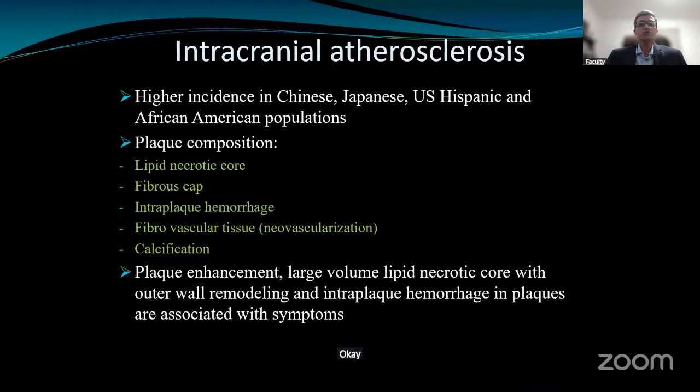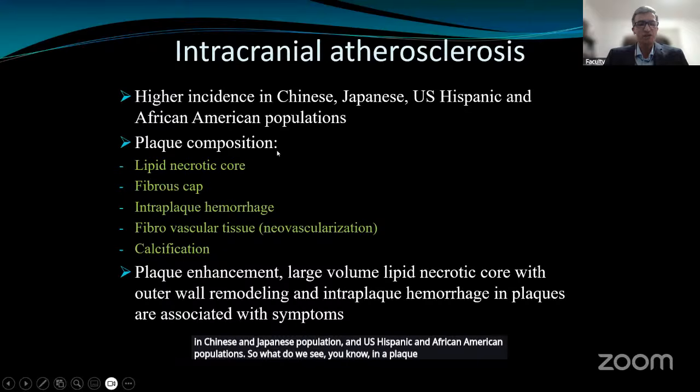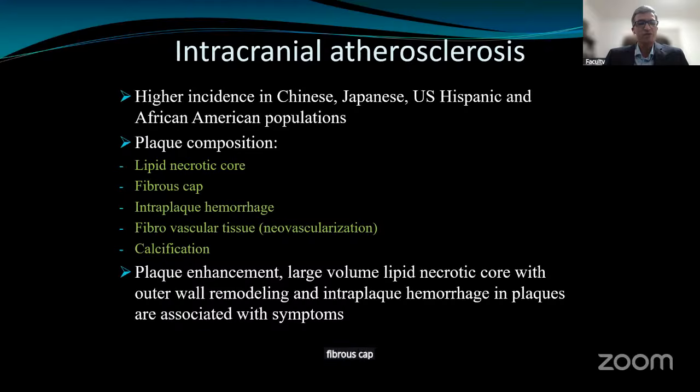Okay. So coming to intracranial atherosclerosis. It has a higher incidence in the Chinese and Japanese populations and in US Hispanic and African American populations. So what do we see in a plaque, or any atherosclerotic plaque as such? These are the main 5 components. Okay. One is called the lipid-rich necrotic core, fibrous cap, intraplaque hemorrhage, fibrovascular tissue, or neovascularization.